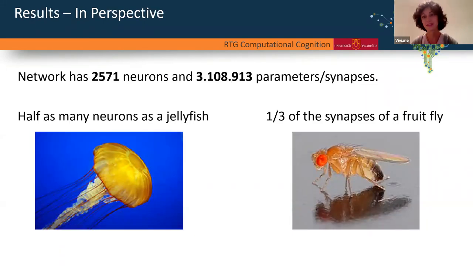All right, and so what's really impressive about this, I think, additionally, is this network has just a bit more than 2,500 neurons and about 3 million parameters/synapses, which is half as many neurons as a jellyfish and about a third of the synapses of a fruit fly. And I just wanted to point that out, that with such a small network, pretty complex vision and object recognition tasks together with motor control and navigation can be solved, which is, I think, pretty impressive. And we always compare neural networks to human performance, but while giving them much less complexity and resources. So yeah, I just wanted to point that out.